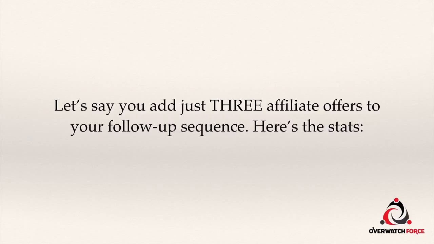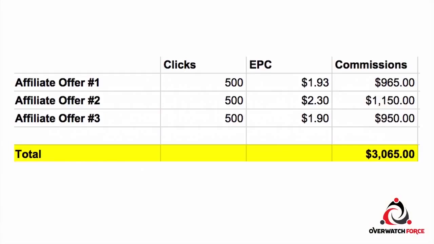Here's how it works. Let's say you add just 3 affiliate offers to your follow-up sequence. Okay, here's the stats. Let's say you put an email in there for the affiliate offer number 1. It can be 3 emails for the same offer. It doesn't make any difference. It can be 3 different offers. It can be any combination. Okay. Affiliate offer number 1 is simply an email that goes out to your list that you're going to get paid a commission on when someone buys.